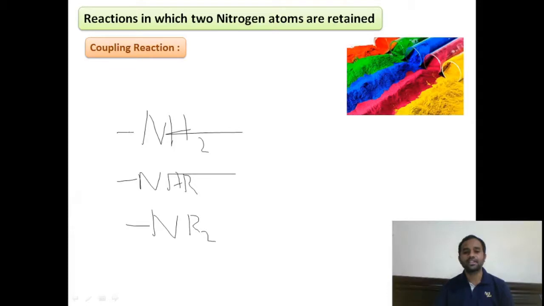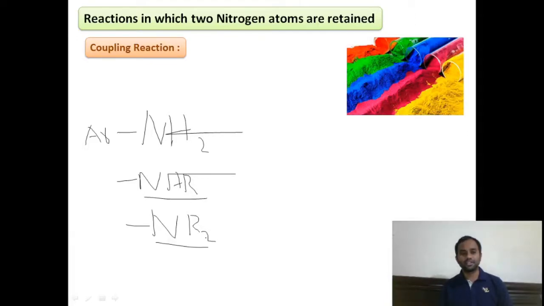So these three types of aryl amines, in which the aromatic ring is connected to NH2 group or NHR group or NR2 group, in presence of weak acid medium, will undergo condensation with benzene diazonium chloride to give azo compounds. These azo compounds are colored derivatives, right? This process is called coupling process.